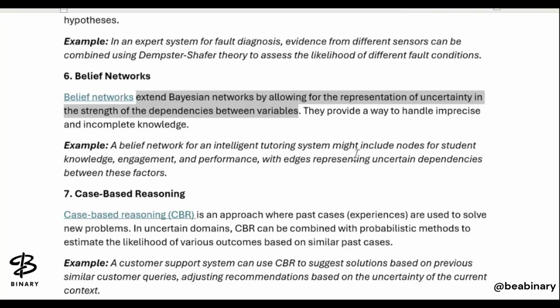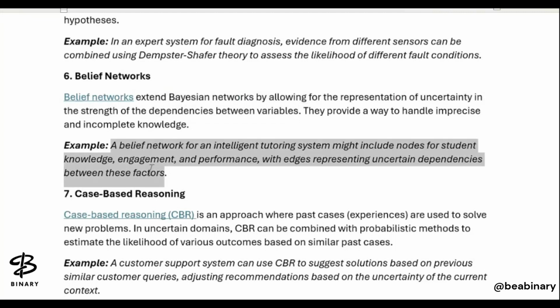So here we are taking an example. This provides a way to handle imprecise and incomplete knowledge in an AI system. And what is the example? A belief network for an intelligent tutoring system might include nodes for student knowledge, engagement, and performance, with the edges representing the uncertain dependencies between these factors.